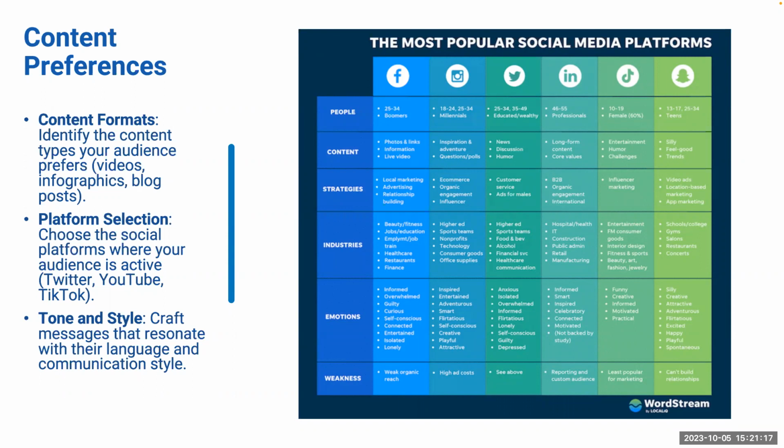So just consider all those factors that are going to affect how your campaign is being perceived when you are setting up and determining what platforms you want to utilize. And also you have to keep in mind the tone and the style, making sure that you are using messages that resonate with the audience that you're trying to target, and using language and a communication style that is going to resonate with them. All right, next slide, please.